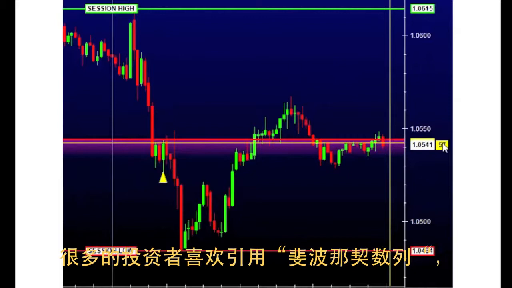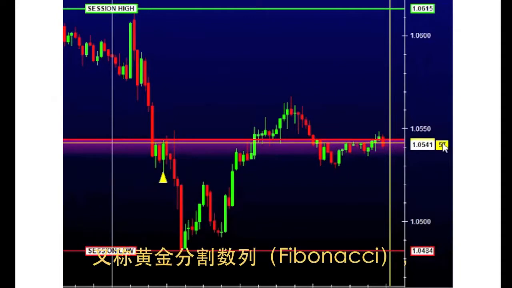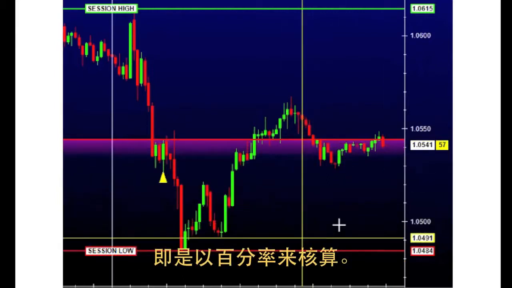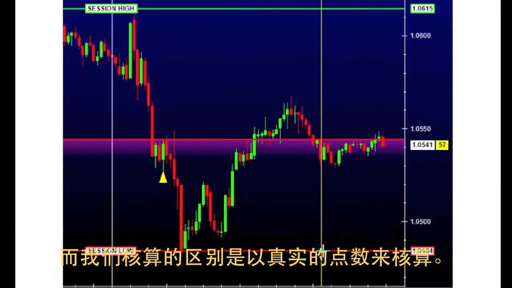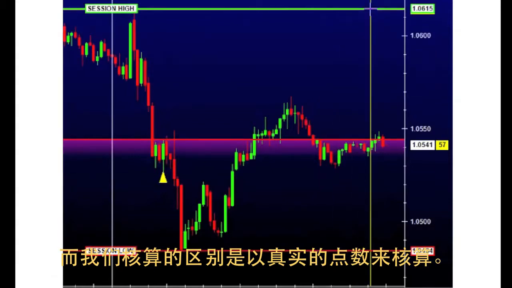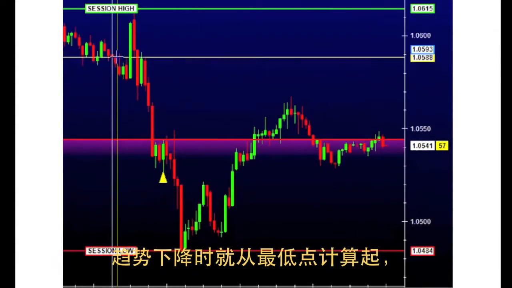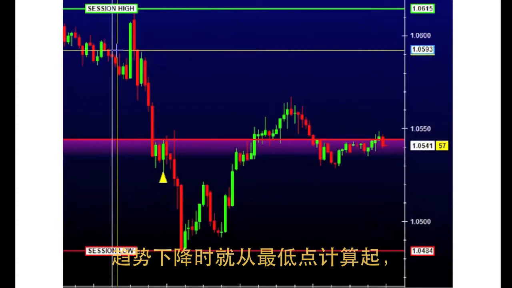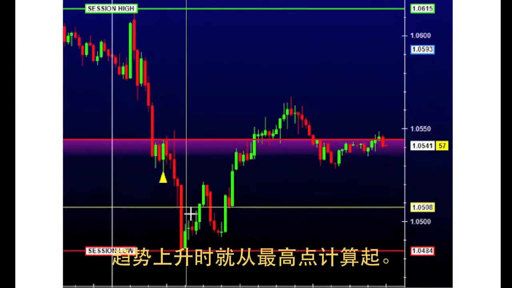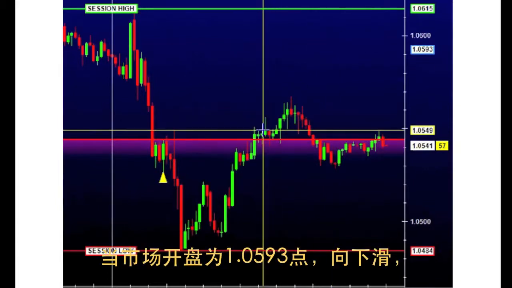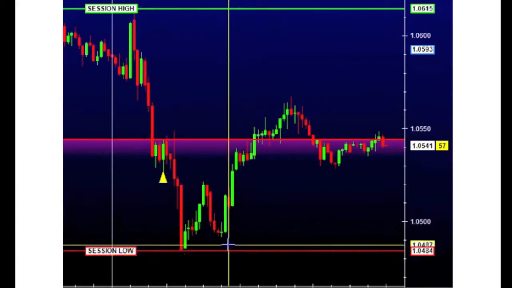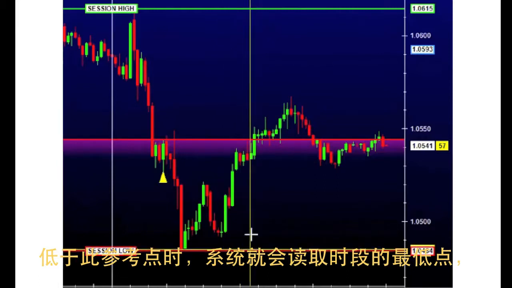Many traders like to use Fibonacci retracement levels, which are calculated in percentages. All we did is change from percentages to the actual pip value from the lowest level when the trend is down or from the highest level when the trend is up. Because you can see the start of the US session was 105.93, the trend was lower, below this point, which was our reference point.